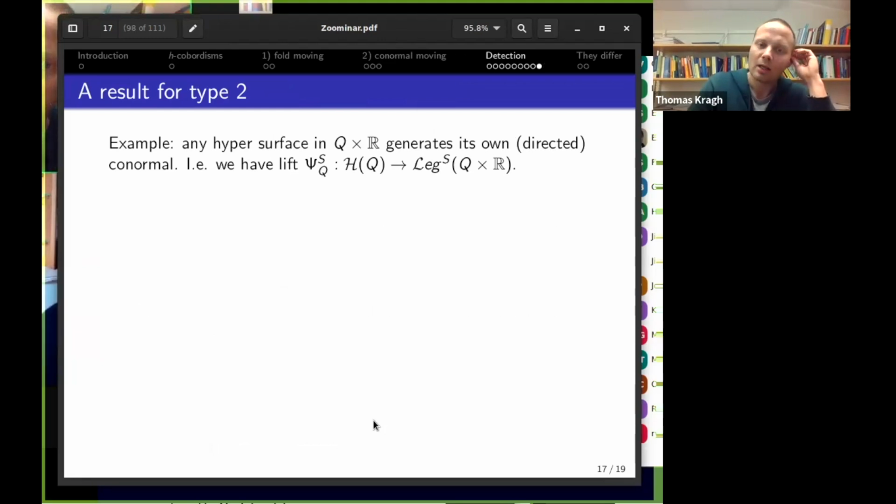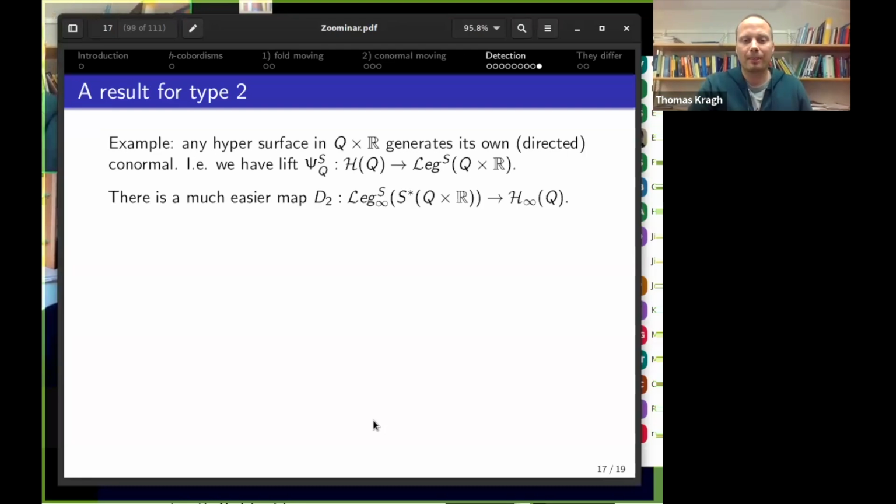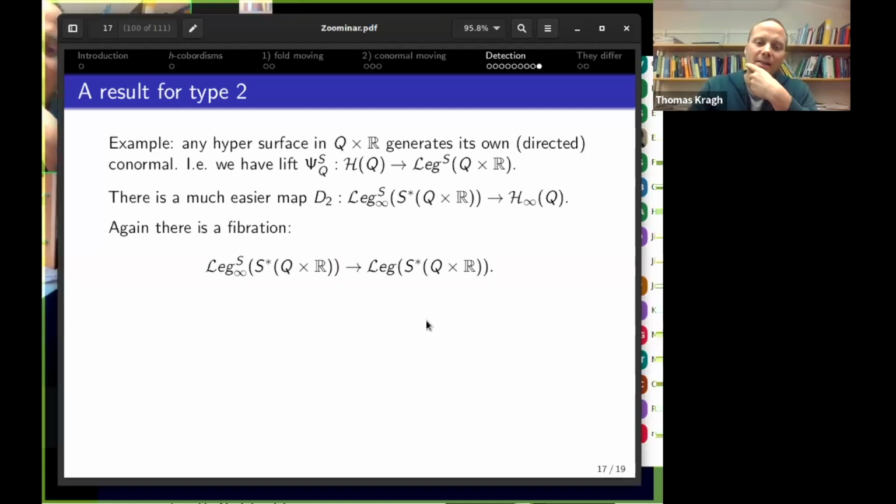Oh, yeah, I should, yeah. So this means that when we constructed this map psi out of just taking conormals of actual hypersurfaces, we automatically have a generating hypersurface because it is a conormal of a hypersurface. And you can stabilize them. There's a much easier map, this I call detection 2, which maps this Legendrian to hypersurfaces because they are already defined like it. You just forget that it had this transversality condition and you forget everything else. And as I said, again, you have a fibration of the Legendrians with generating hypersurfaces over the Legendrians.